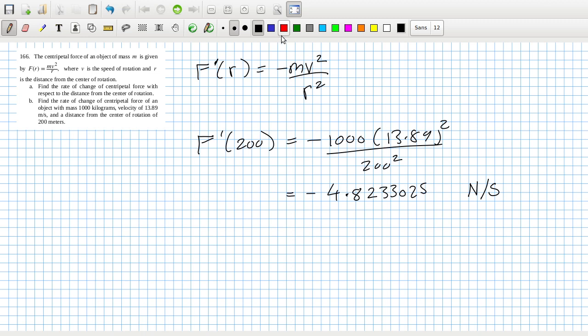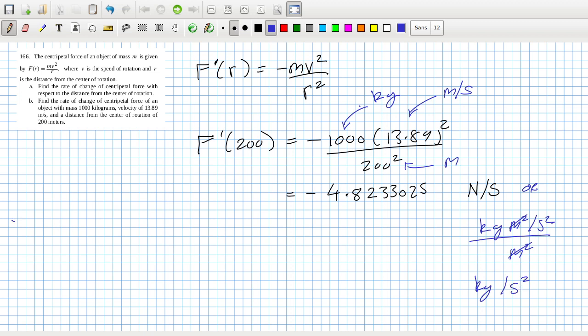You can also write the units in meters and seconds and kilograms, because if you look here, this 1000 is a kilogram. This here is a meter per second squared, and this one's a meter squared. So the unit could also be kilogram meter squared per second squared per meter squared. The meter squareds cancel, and that's kilogram per second squared.